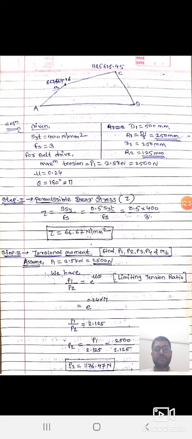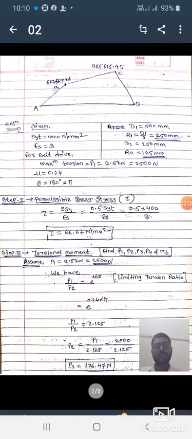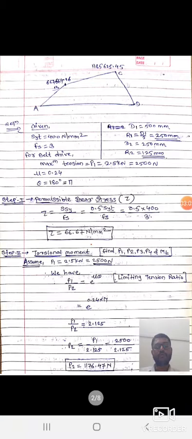And it is also given that for the belt drive, maximum tension P1 is 2.5 kN, meaning 2500 Newton. Then the coefficient of friction mu is given as 0.24. Also the angle of wrap theta is given as 180 degrees, that is pi. So let us solve or design a shaft.